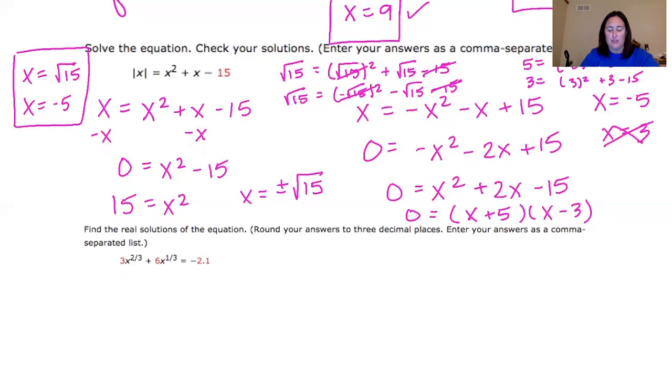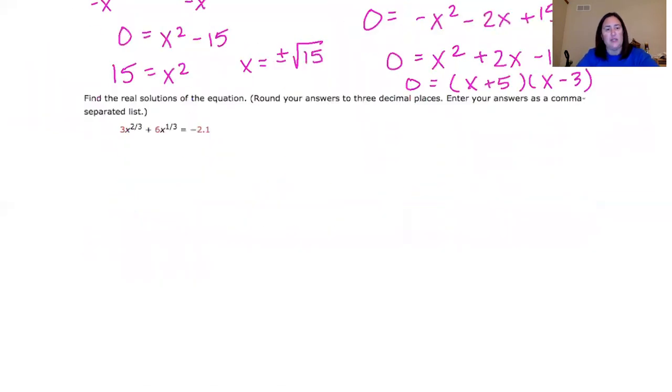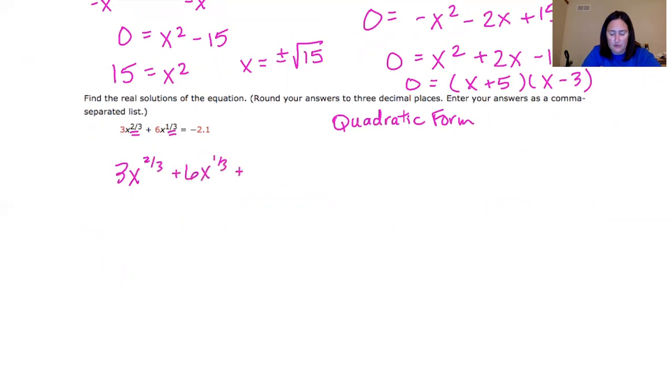The last problem that I do want to show you is one that looks like this with rational exponents. Now, one thing to note is when the power on our x's, if one is double the other, then it's what we call quadratic form. So quadratic form means you can kind of solve it like a quadratic equation. So we're going to move everything to one side. And we're going to solve it using the quadratic formula.